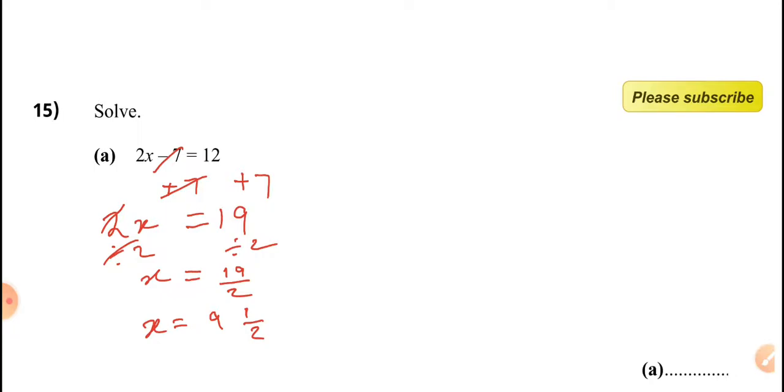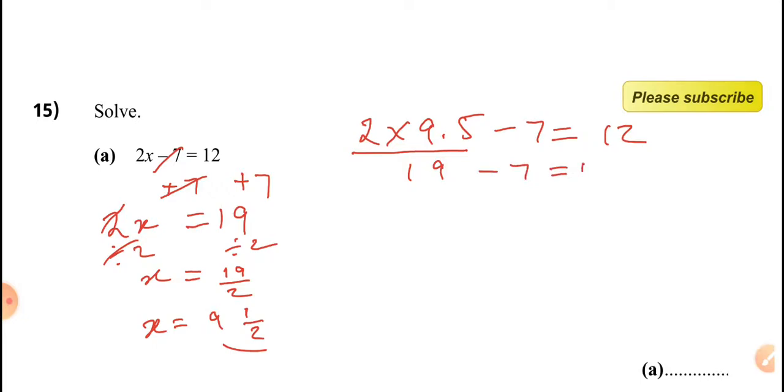And always we go and substitute the value in to check our answer. So instead of 2 times x, we're going to write 2 times 9.5, take away 7, which should equal 12. So what's 2 times 9.5? What's 9.5 doubled? Well, 9 times 2 is 18, and the half doubled is 1. 18 and 1 is 19. So this bit here is 19. Take away 7 is indeed 12. So therefore we know we are correct.